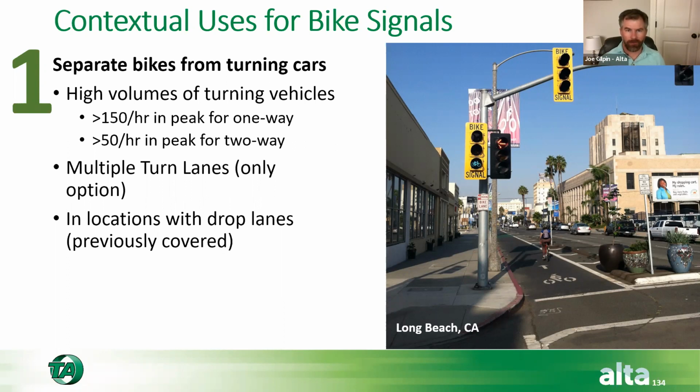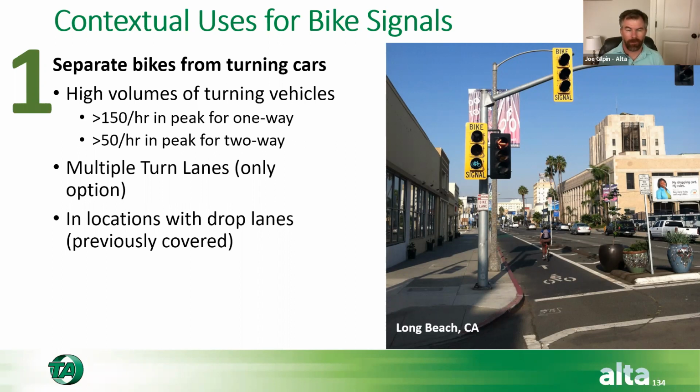If you have dual left turns or dual right turns, particularly dual right turns like at freeway ramps and other types of larger intersections, the bike signal can make it way safer, because you no longer have to have the bicyclist transition over 2 lanes of traffic. One's really bad enough, but 2 is really uncomfortable, and most people won't do that. So if you have multiple turn lanes, that's a good solution.